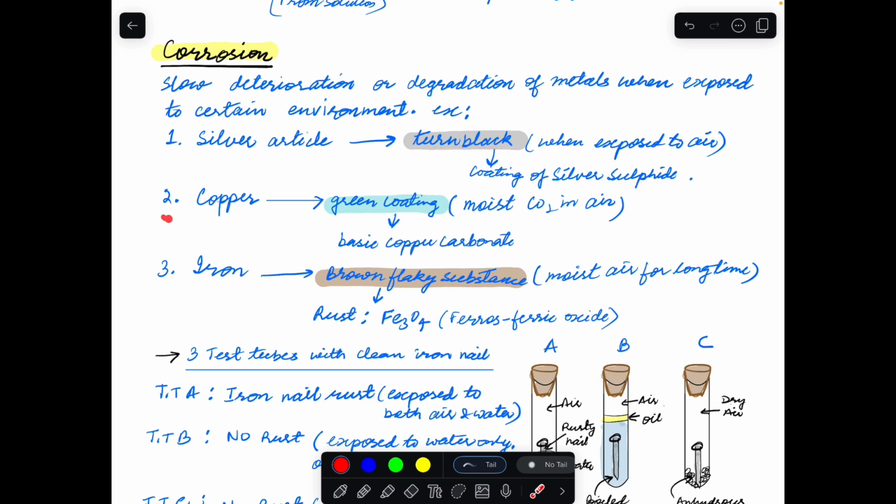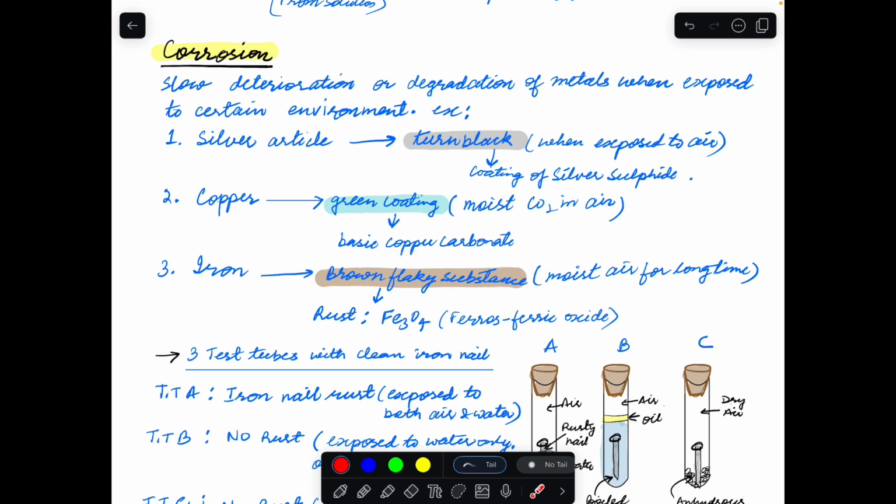In case of copper, we'll get a green coating when the copper articles are exposed to moist carbon dioxide in air. Air is basically a mixture of different gases, so we have carbon dioxide also in the air. This carbon dioxide will react with copper to give you copper carbonate, which is green in color. Therefore, we get a green coating. Next, this copper carbonate is basic in nature. Why? Because it is a compound of a metal.